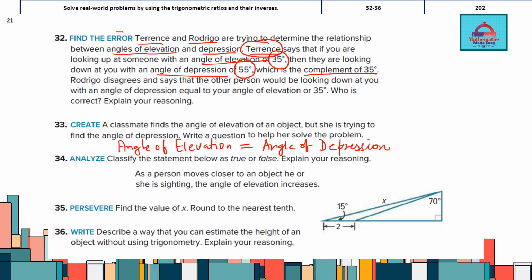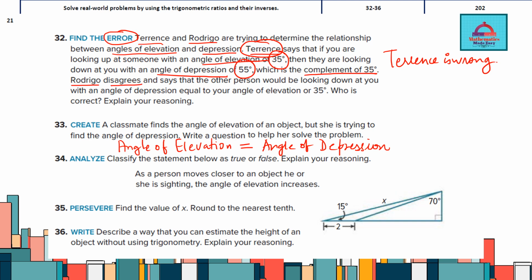And in this question, you need to find the error. So the error is definitely that Terence is wrong. The relationship he's saying is of complementary. However, both these angles are always equal. Now let's look at what Rodrigo has to say.